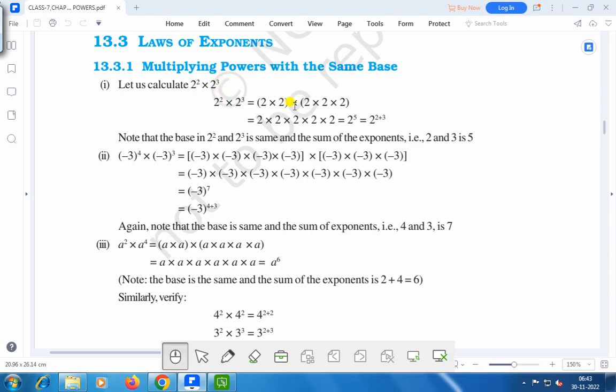2 to the power 2 is 2 into 2, and 2 to the power 3 is 2 into 2 into 2, so we are getting 2 to the power 5. That is, if we add the exponents, 2 plus 3, you will get 2 to the power 5.